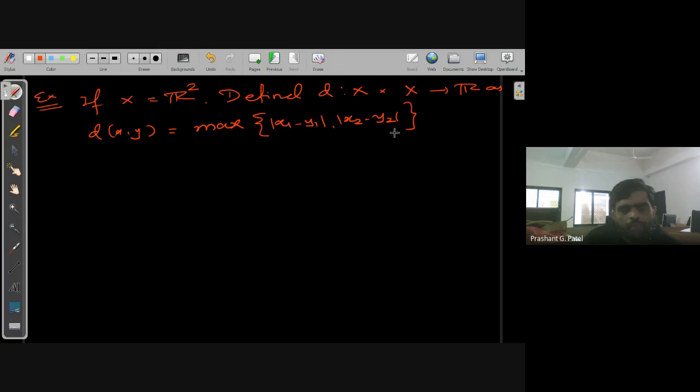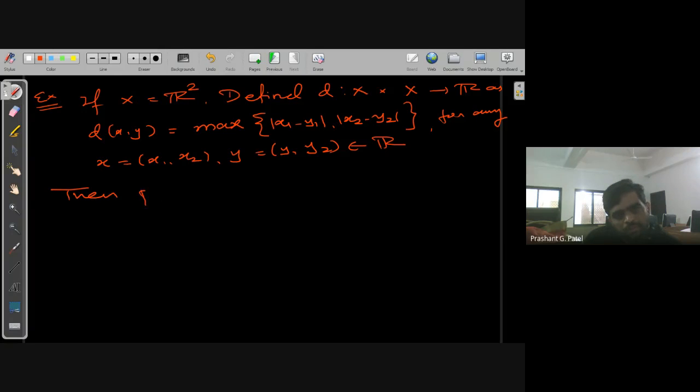Where this x is nothing but x1, x2, and y will be y1, y2, belongs to R square. For any x is this, y is this, then prove that this d is a metric on X, or I can say on R square.